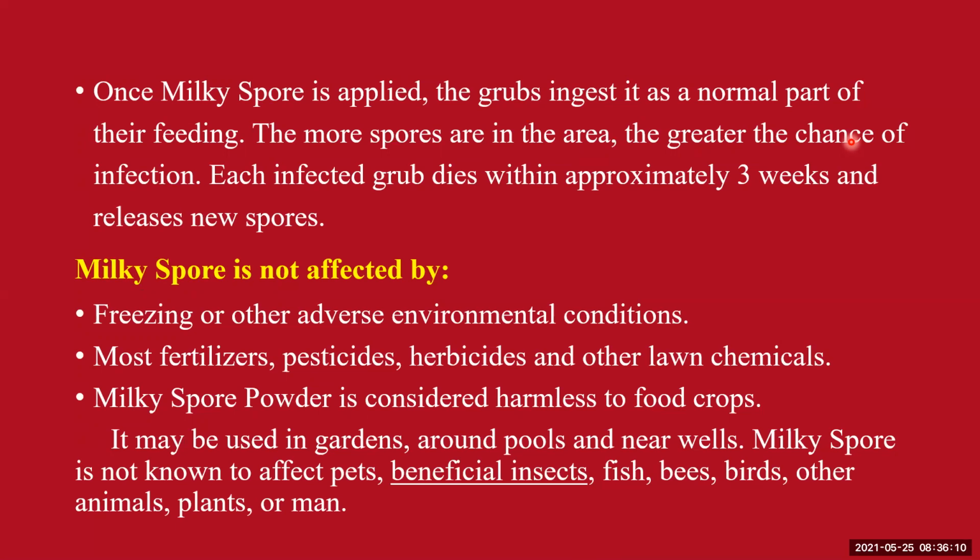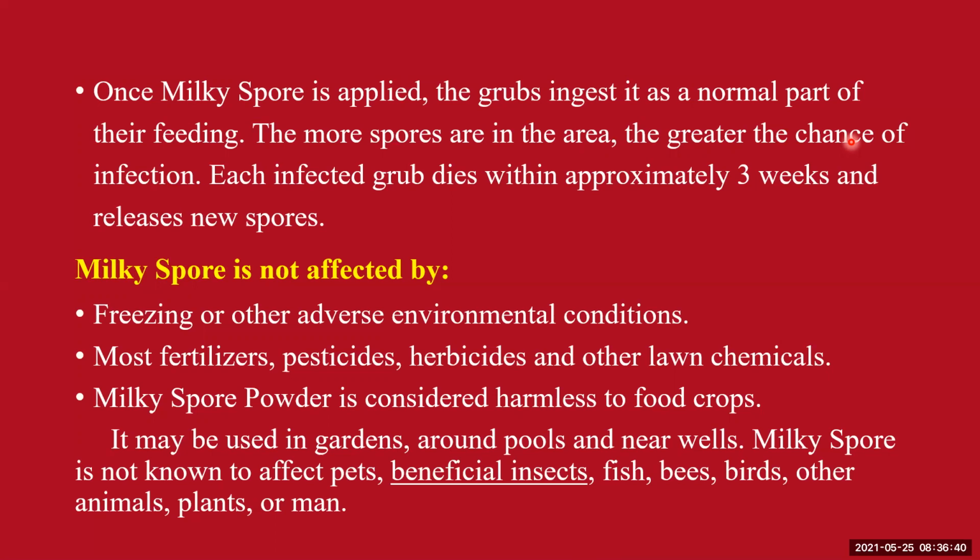The more spores in the area, the greater the chance of infection. So the spores of the bacilli are ingested by the grubs, and they go on ingesting, and slowly the grub gets infected and dies within 3 weeks. And when the grub dies and its body decomposes, more spores are released from the body of the grub itself.